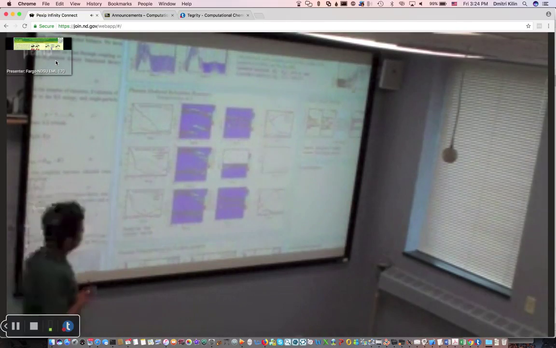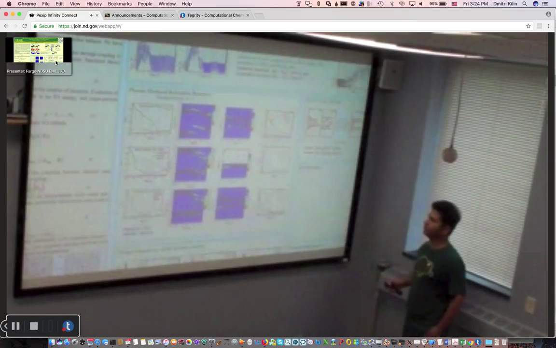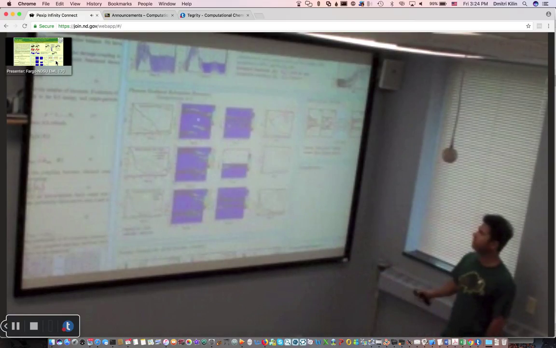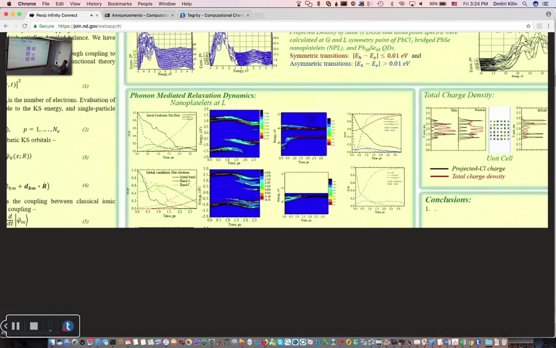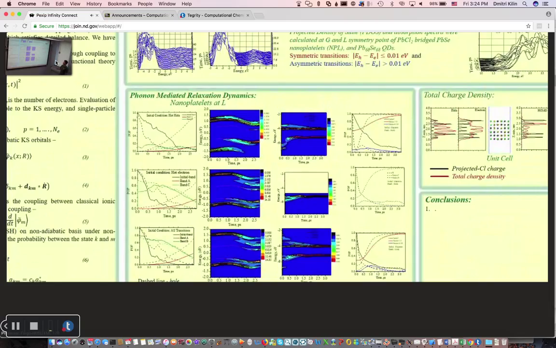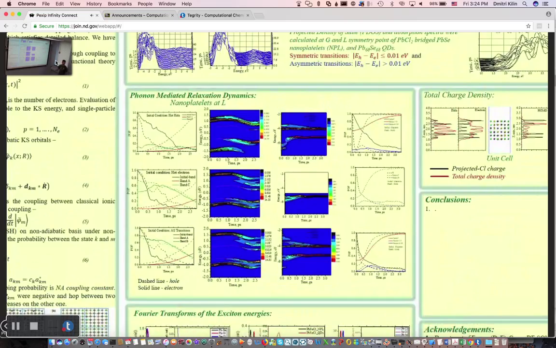This is a simplified figure for the electron relaxation pathway. In these two panels, we show the population changes with time. This column is for the nanoplates and this column is for the quantum dots. If we look here, this line is not visible, this is the band gap, and this is the LUMO level here. I excited from here to here.